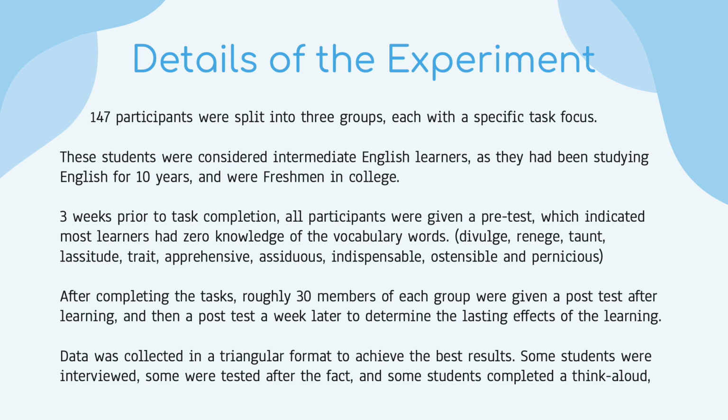So 3 weeks prior to the task completion, all participants were given a pretest to determine what they knew, to kind of weed out any of the biases or discrepancies. And it actually turned out that most of the learners had zero knowledge of the vocabulary words. So they were all given the 10 vocabulary words, and they were pretty advanced words for them. And so because there were no outliers, they didn't have to remove any that way.